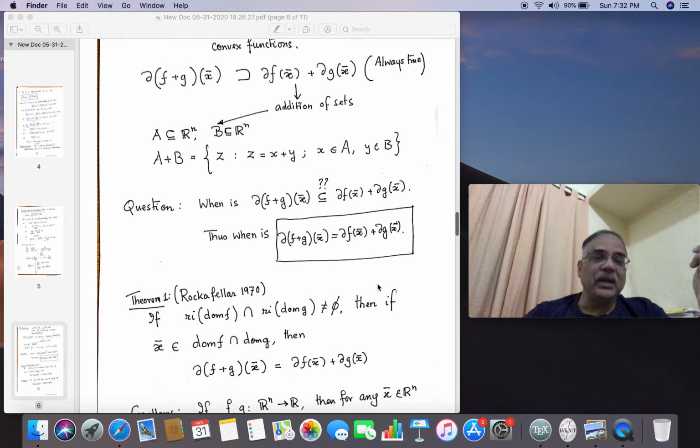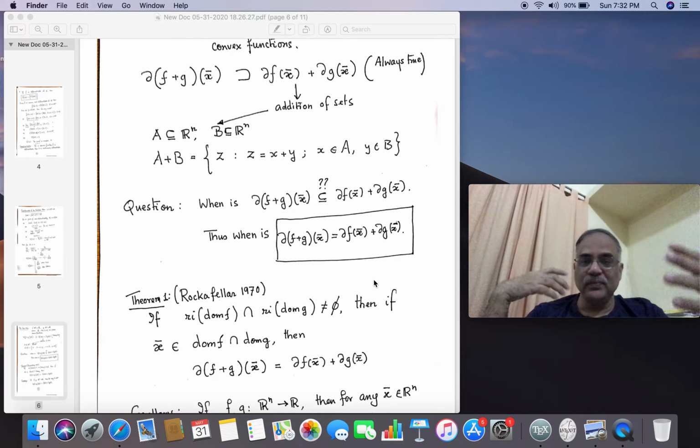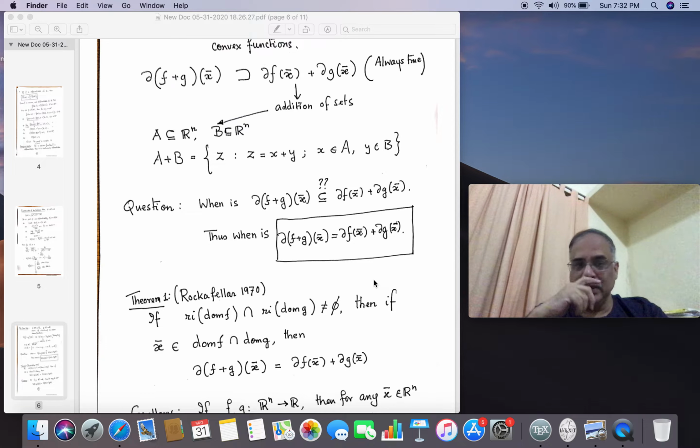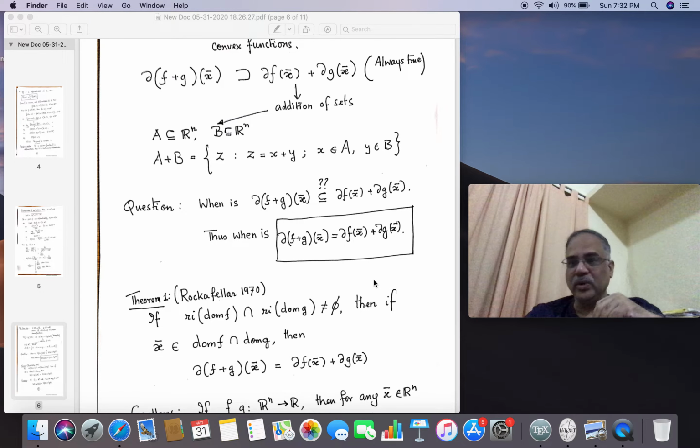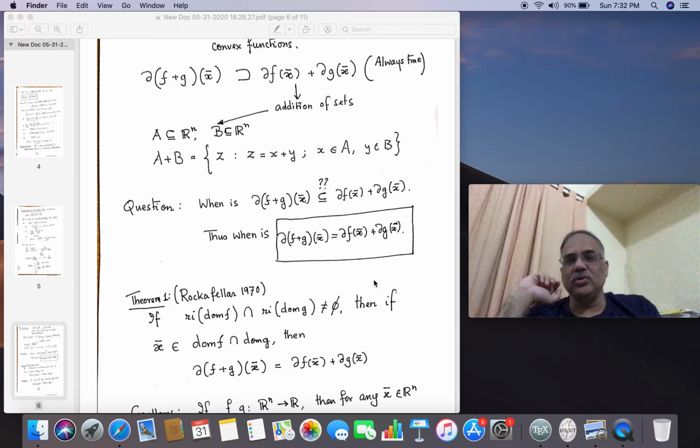But if you are considering this kind of proper convex functions, this need not be true always. You need additional conditions. One of the interesting conditions was given by Rockafellar in his famous book Convex Analysis in 1970, chapter 26 possibly. Somehow I don't see it here. Maybe I would show you sometime later.